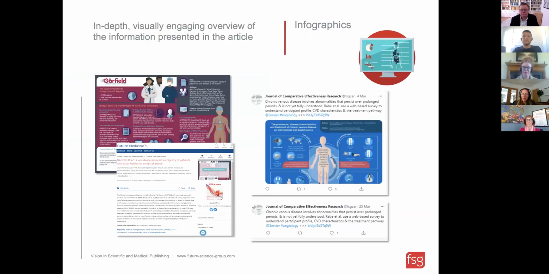So what is an infographic? These provide an in-depth, visually engaging overview of the information presented in an article. Sometimes publishers also call these visual abstracts. They differ from a graphical abstract in that they are featured alongside the text, and they provide much more detailed information on the article. They are either created by our graphics team or are provided intact and as a fully designed abstract or infographic by the author.